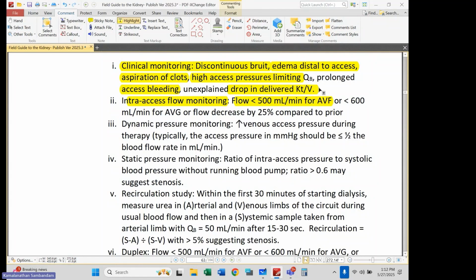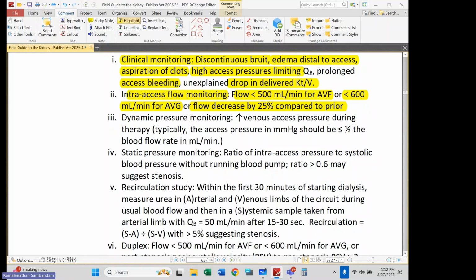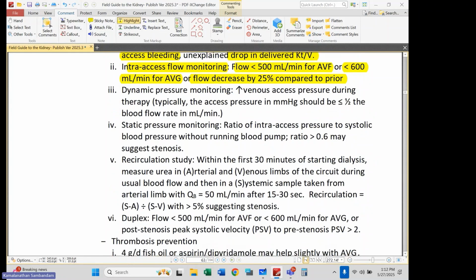And if we see a drop in flow to less than 500 mL per minute for a fistula or less than 600 mL per minute for a graft, those have some correlation with a graft or fistula that's about to fail. Or drops in flow of 25% or greater compared to historic values can be another thing that predicts an access that's about to cause problems. Once again, I will tell you that these do not correlate with improved outcomes.